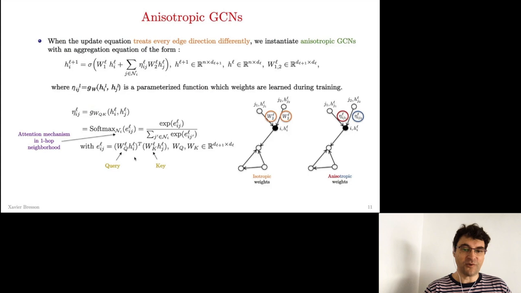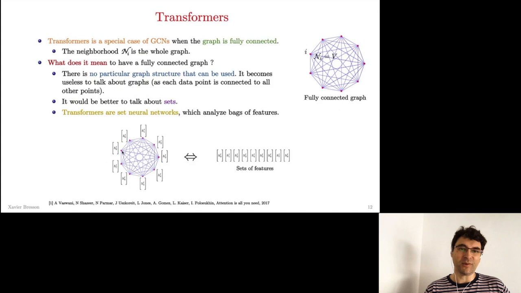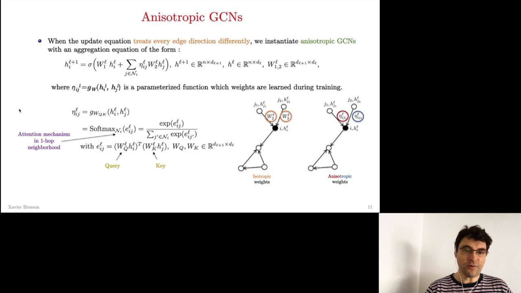Okay, so since we are not too far from transformer, what I would like to mention is that in the case of transformer, the softmax over the neighborhood is done on the whole graph. Okay, so we don't use any particular graph structure with transformer. Everything is connected to everything.